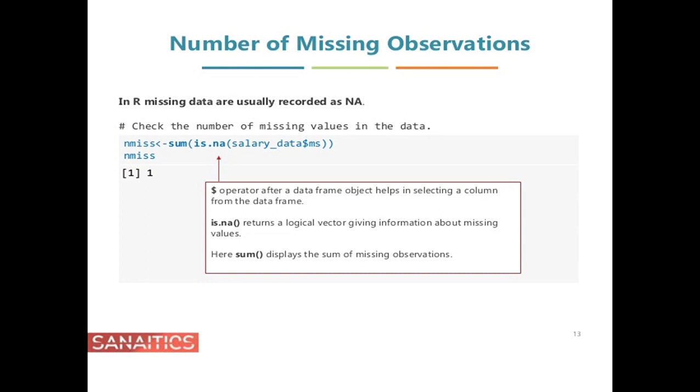Number of missing observations. In R, missing data are usually recorded as NA. is.na is used for checking the number of missing values in the data. is.na returns a logical vector giving information about missing values. Here, sum displays the sum of missing observations.